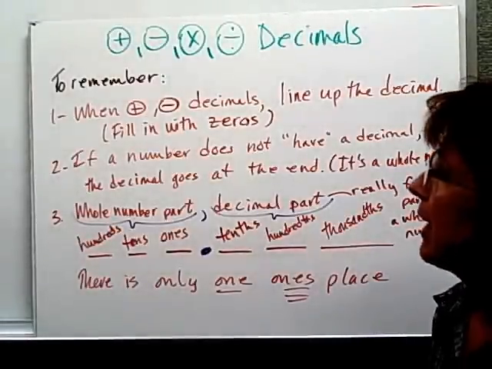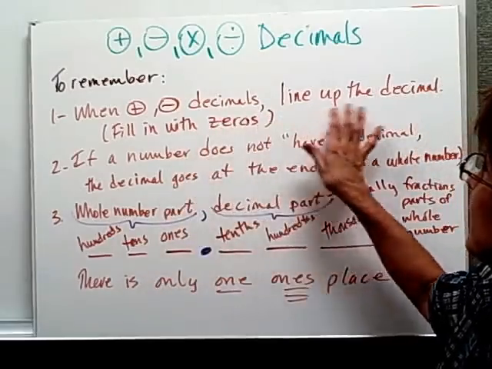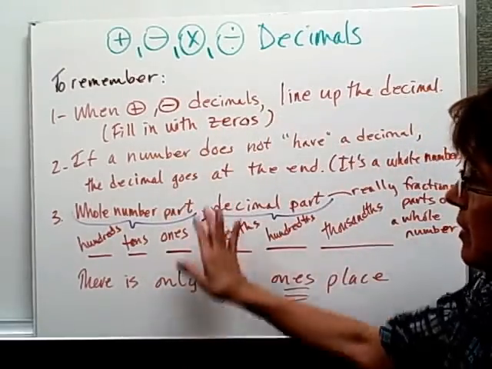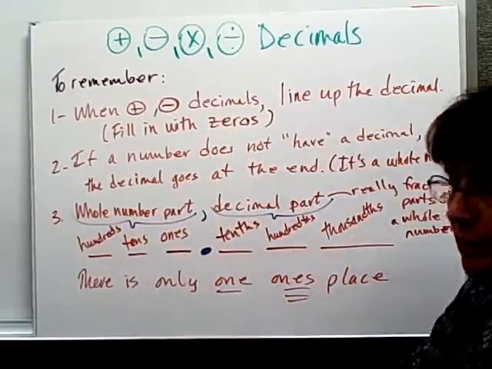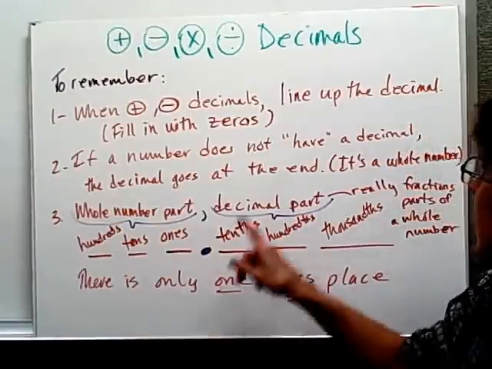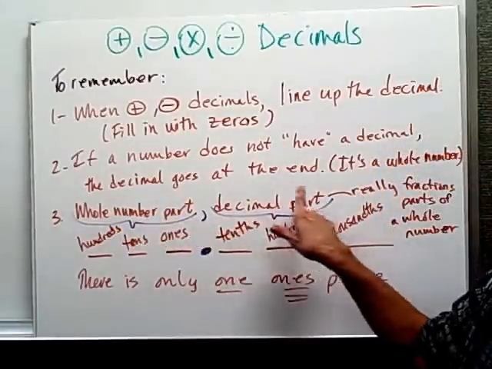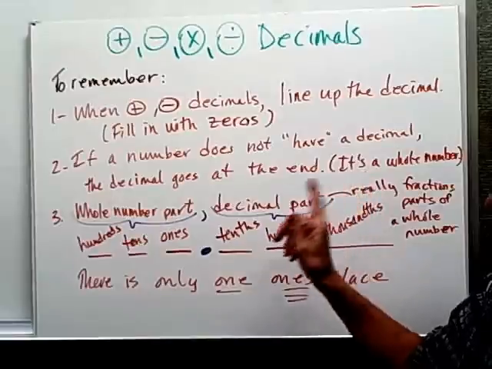When you're adding or subtracting decimals, you have to line up the decimal. Okay, you can fill in the empty spots with zeros, which we'll do in a little bit. But remember, you got to line up the decimals. All right, if a number does not have a decimal, remember the decimal goes at the end. It's a whole number, okay?